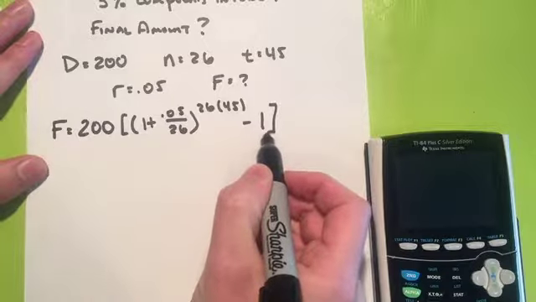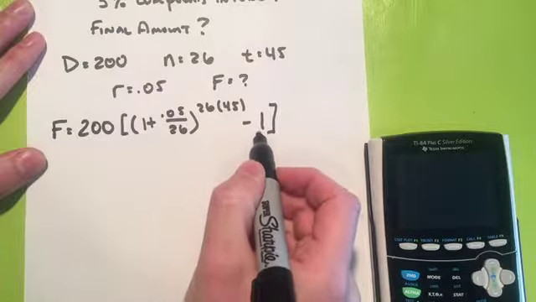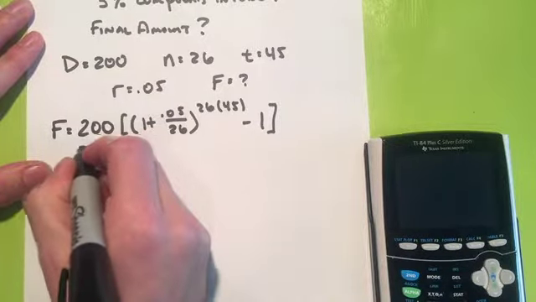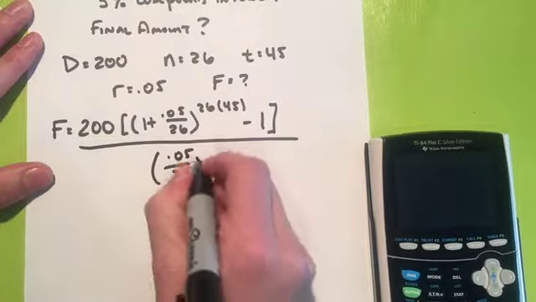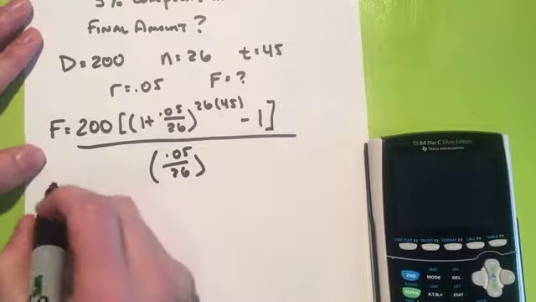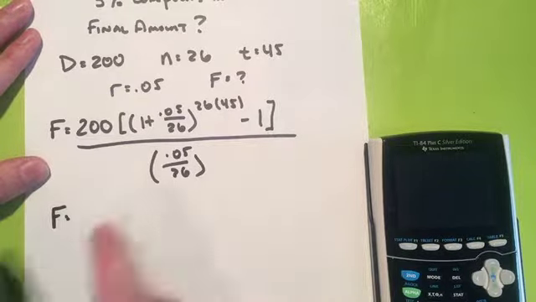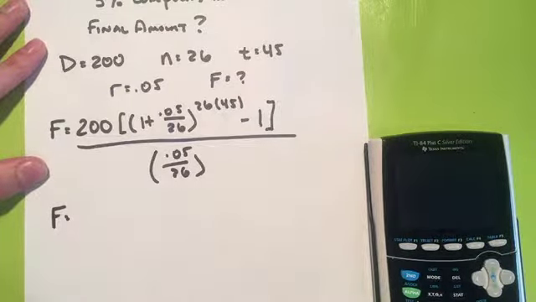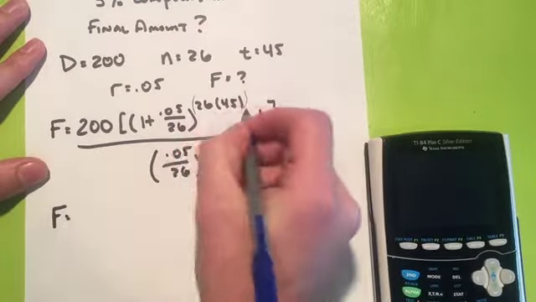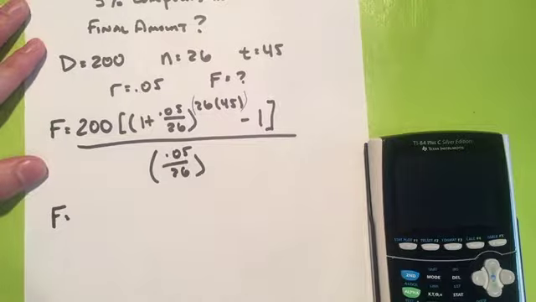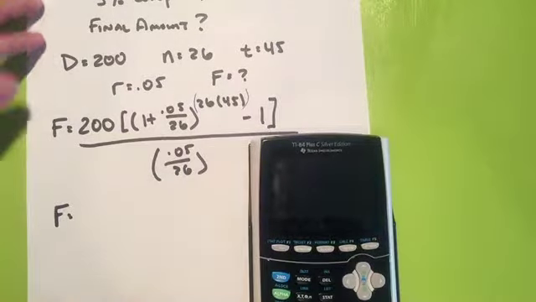Common is to miss that subtract 1 in there. Be careful with that. Be careful in the calculator. All divided by 0.05 over 26. So now it is just a straightforward application in the calculator. If we put this into the calculator exactly as it says, being careful if we need brackets around the exponents, we can just plug it in at once and see our final outcome.